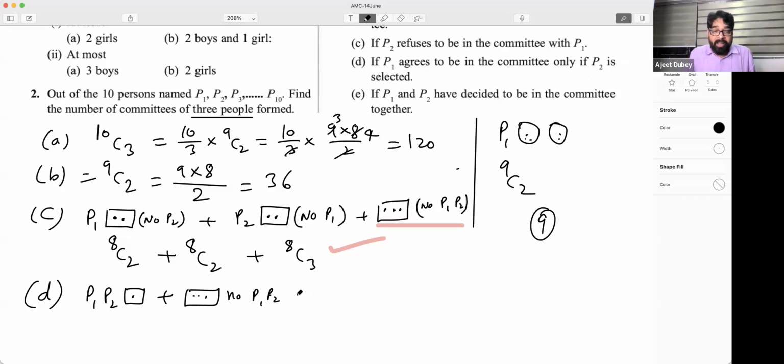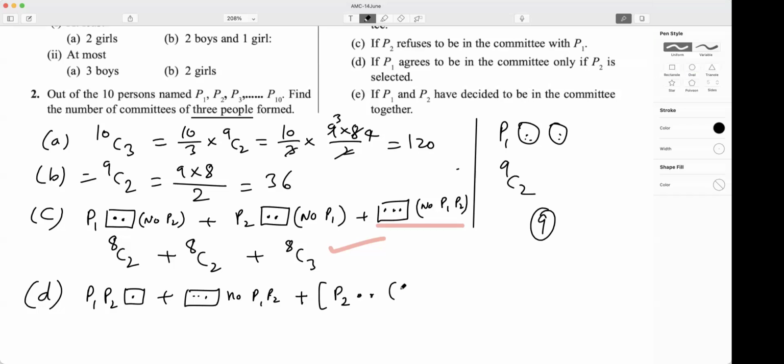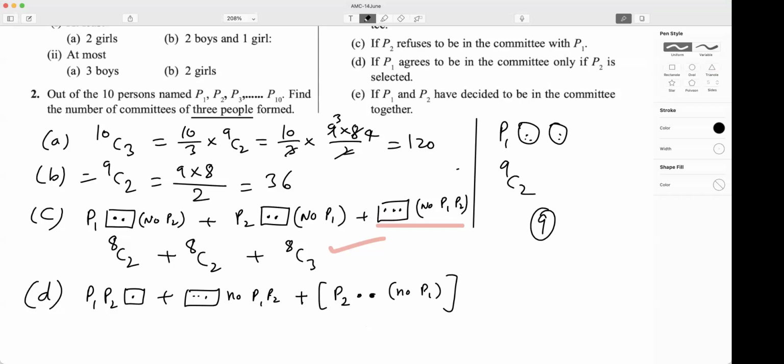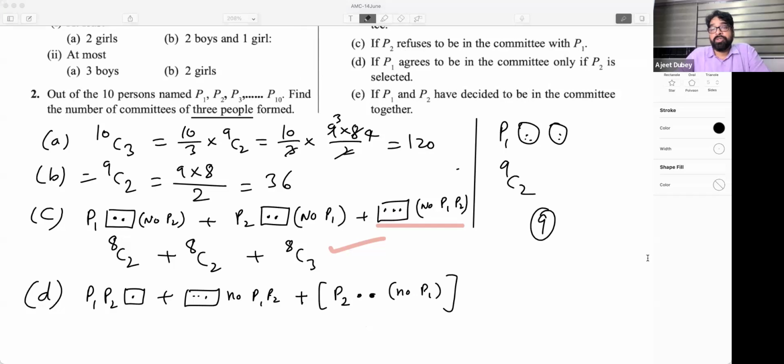Tell me, I wanted to know the answer of this person. Is it possible that P2 is coming, but P1 is not coming? Is this a possible case or not? Can anyone answer me this question?